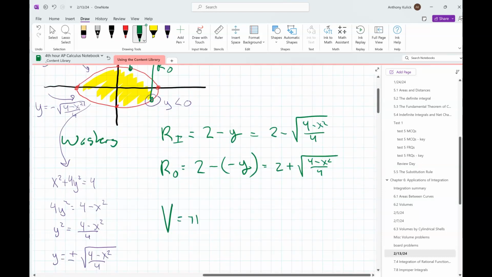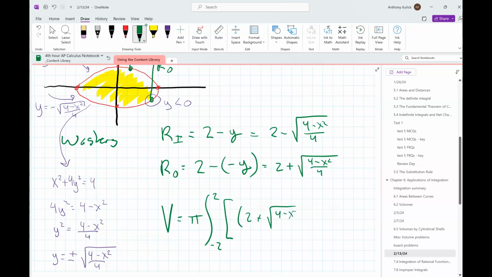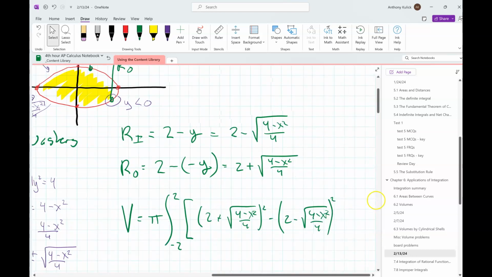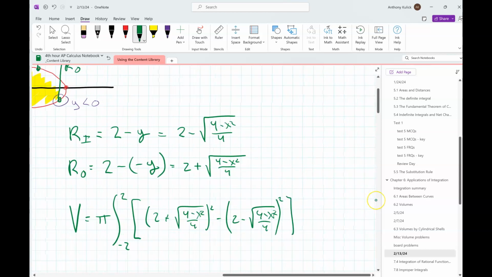So our volume should be pi, and then we're integrating from negative 2 to 2. And then we have 2 plus the square root of (4 minus x squared) over 4, squared, minus 2 minus the square root of (4 minus x squared) over 4, squared, dx. And I think that'd do it.